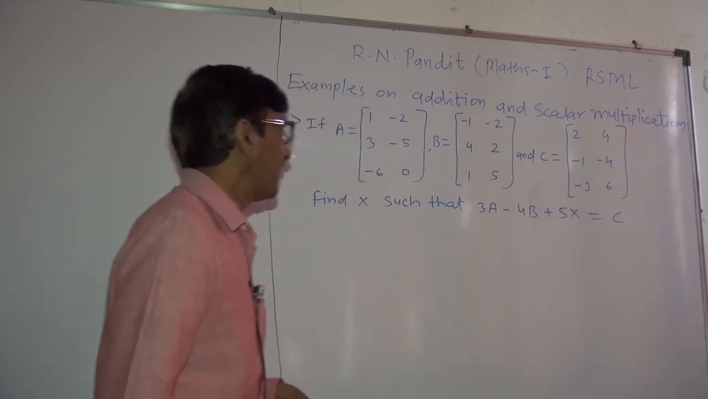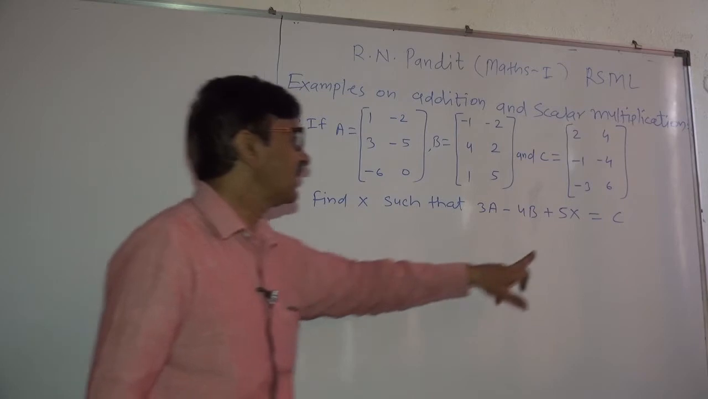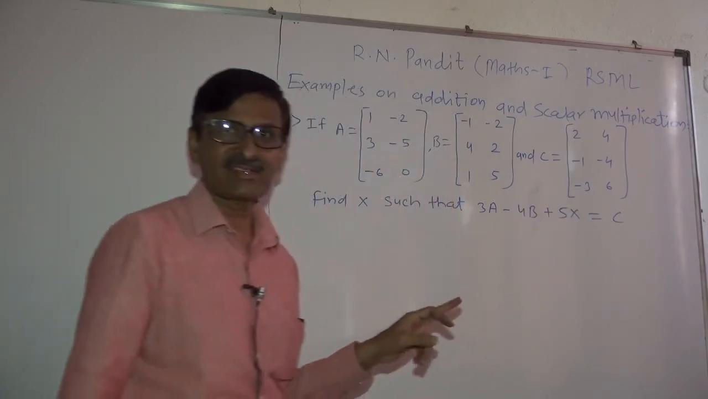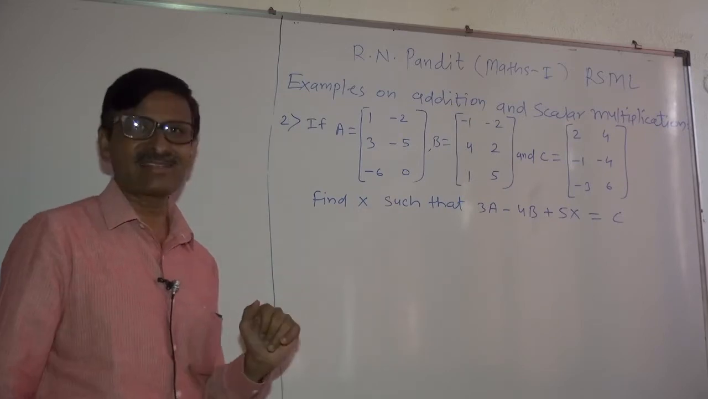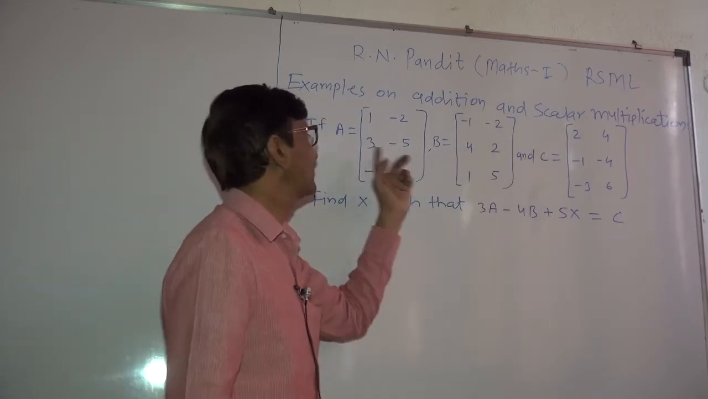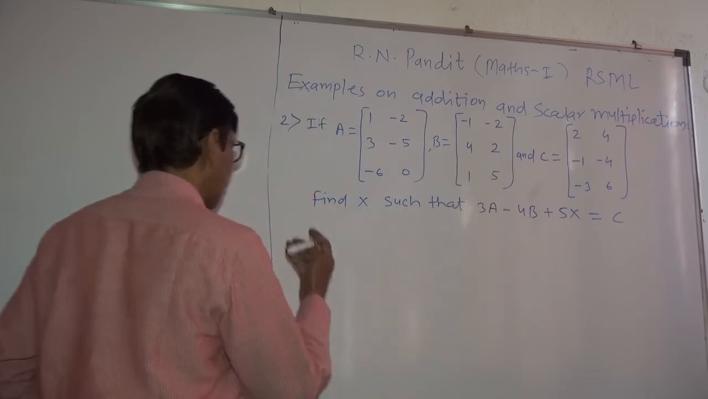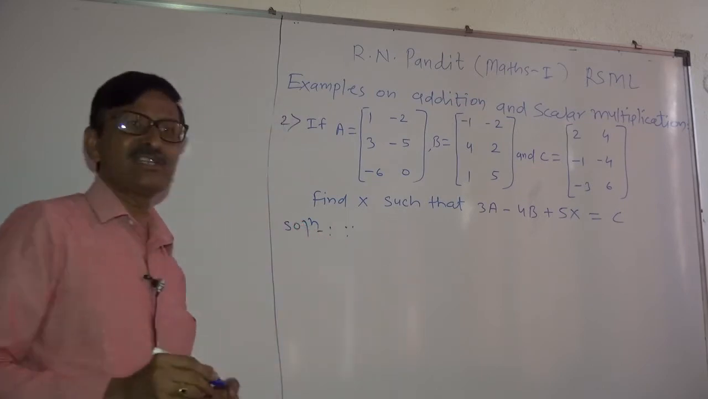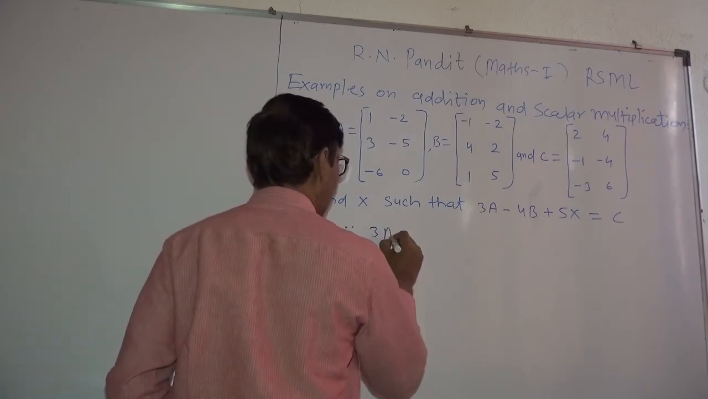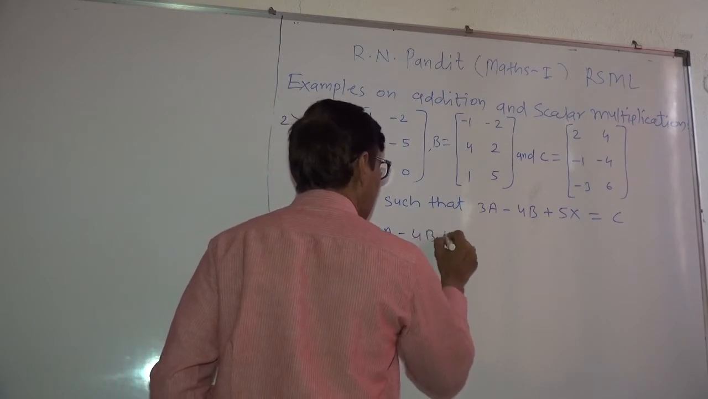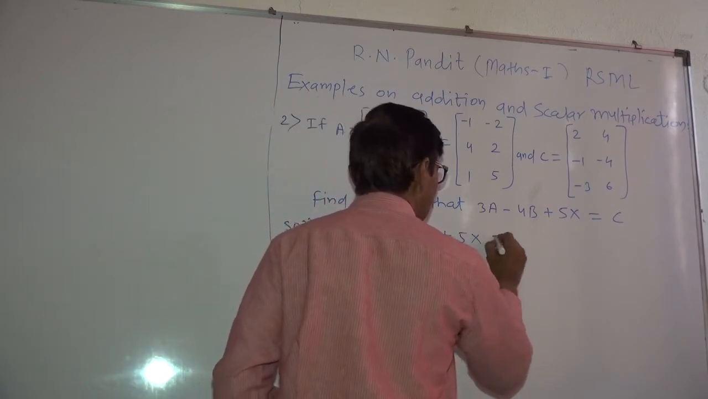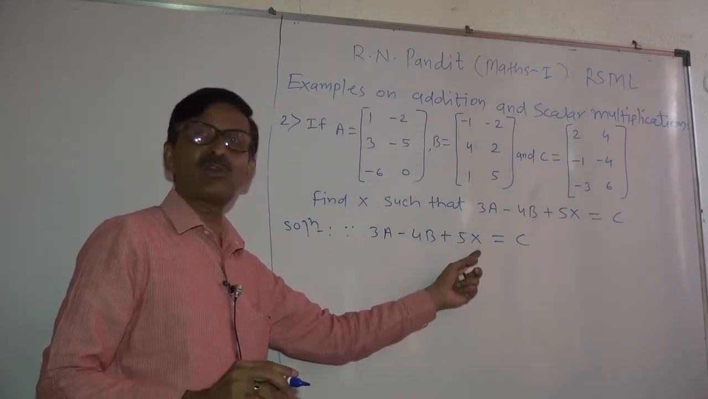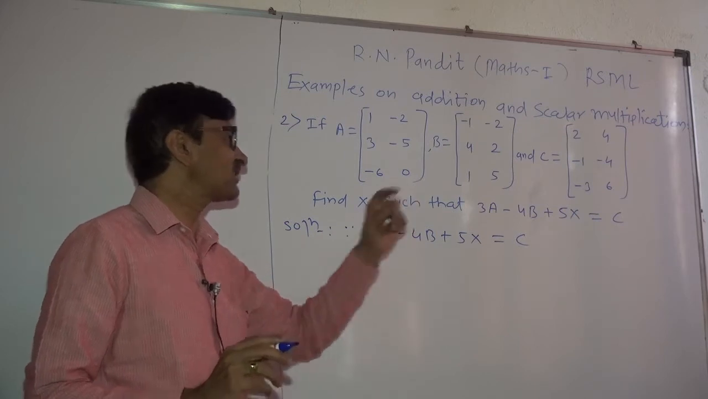Now, to find X, let us find from this equation the value of X in terms of the 3 matrices which are already known to you, that is A, B, C. Okay? Now, in the solution, what is given? Since the equation is given, that is 3A minus 4B plus 5X is equal to C, where A, B, C are the matrices, X is also a matrix, and that matrix we have to find.